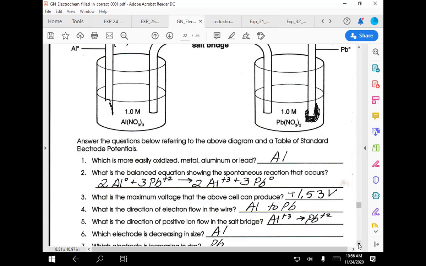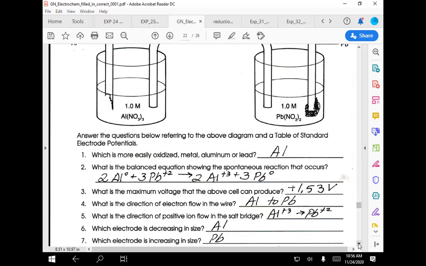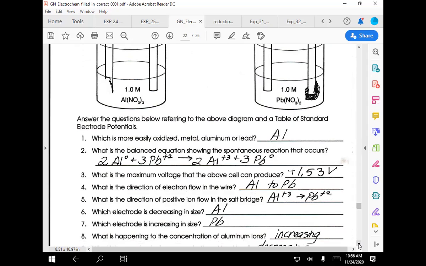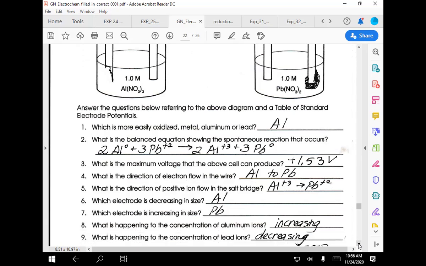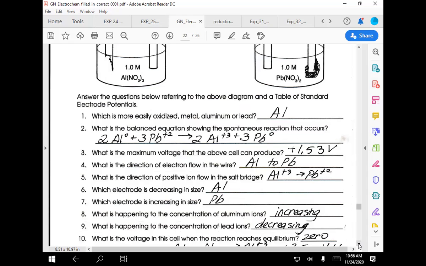And again, looking at the half reactions, you could figure out which is decreasing in size and which is increasing in size. And again, looking at the half reactions, you would figure out that you're gaining aluminum ions and you're losing lead ions. This is a definition. The voltage is 0 when the reaction reaches equilibrium. So that's just by definition.